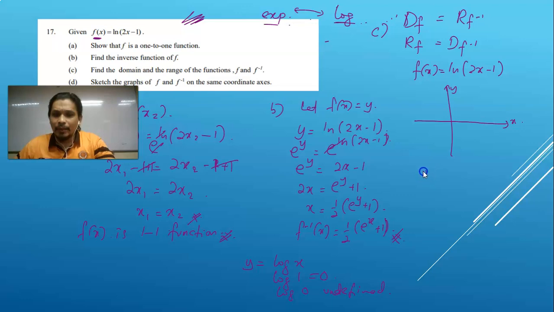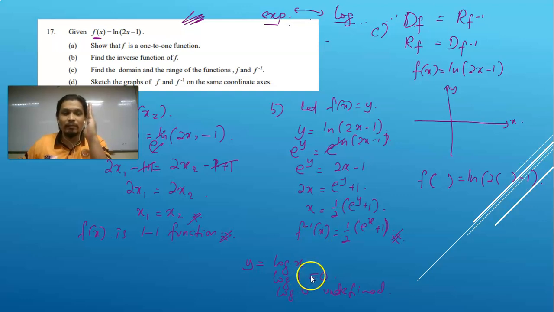So f of x equal to natural log of 2x minus 1. Okay, look at this one again. Log y equal to log x, or y equal to ln 2x minus 1. Okay, first we need to find the vertical asymptote. Vertical asymptote is a line where the graph will move, approaching, getting close to the line, but it won't touch or intersect at all.